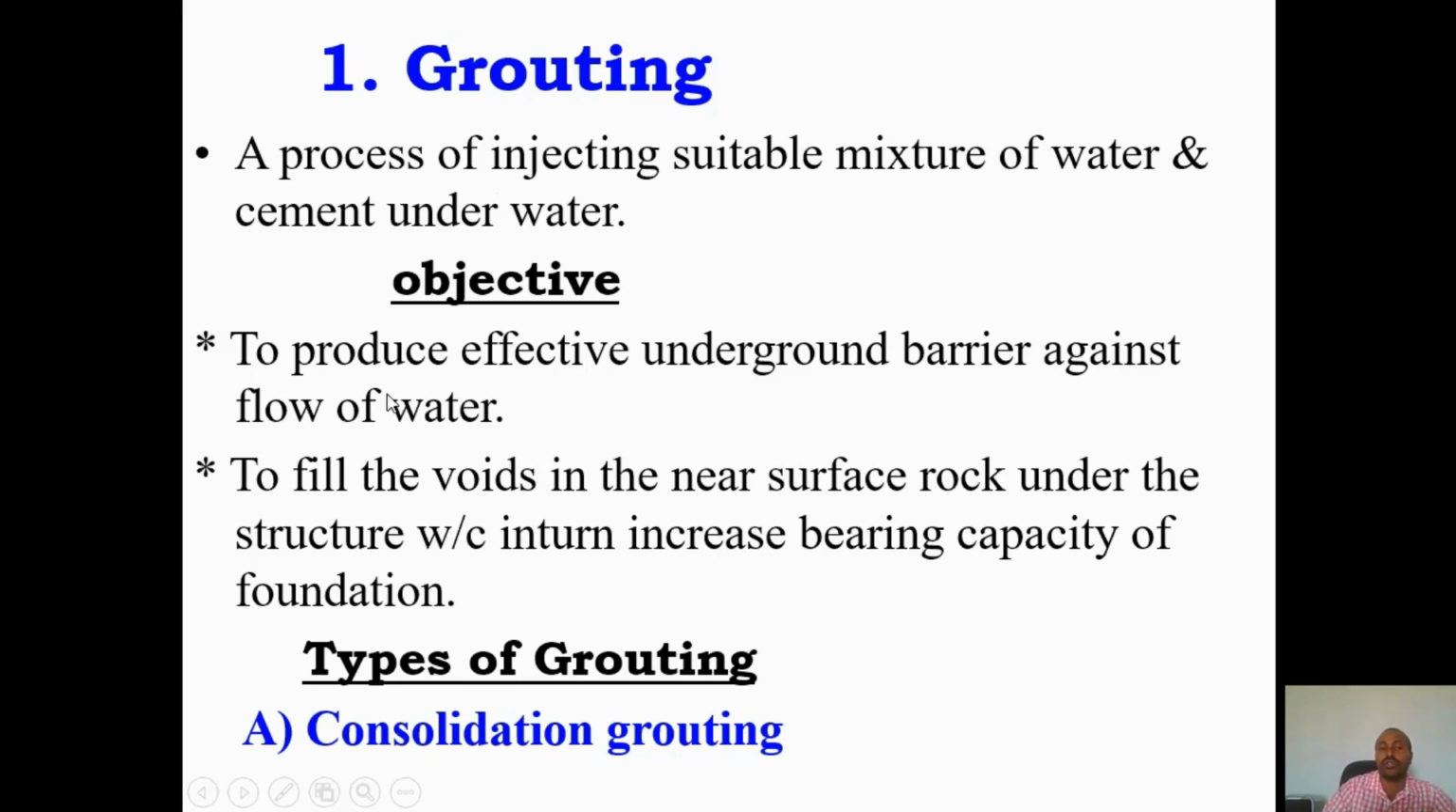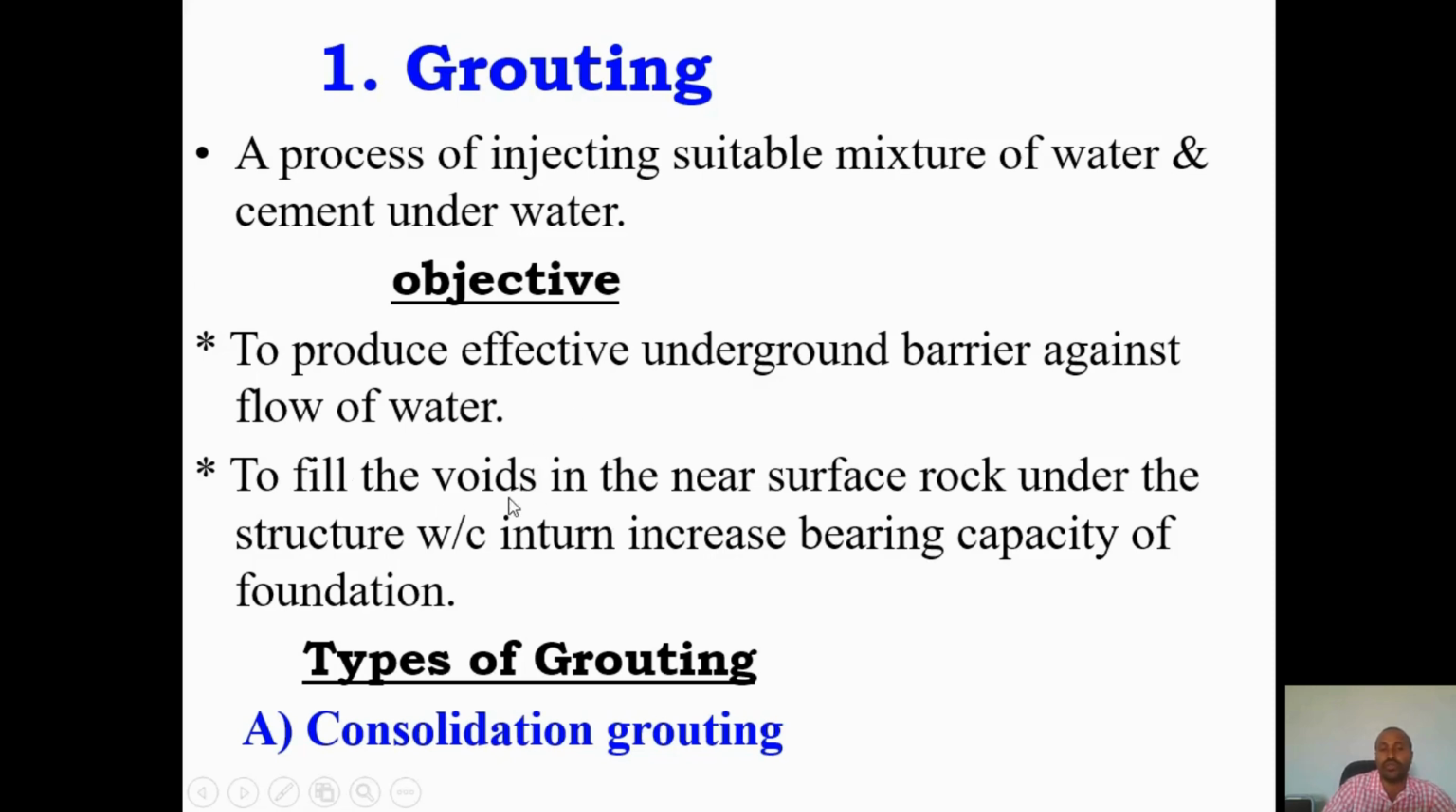And the first objective is to produce an effective underground barrier against the flow of water. So with grouting, you are going to fill the void spaces with a mixture of water and cement, or sometimes you can add a admixture, then fill by pressure. Then it will find weak zones or holes and fill them with this cement and water mixture. Finally, it will be a barrier against the flow of water.